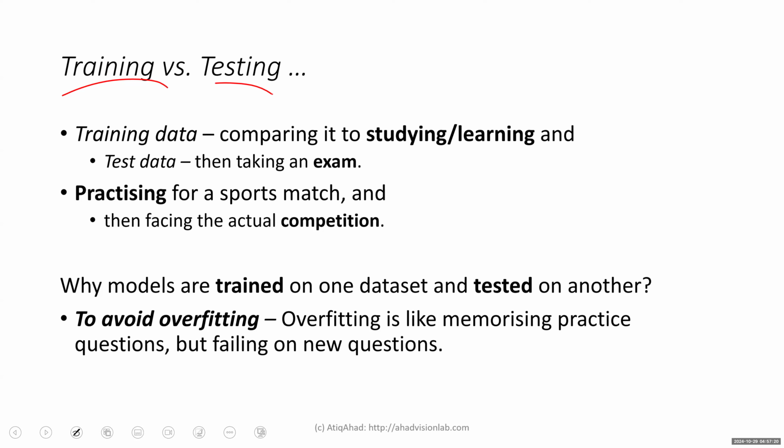So these are the three basic steps, but most importantly, train and test. Now, for an easy comparison, you can say training is studying or learning, and test data means taking the real exam. In another perspective, it is practicing for a sports match and then facing the actual competition, probably in a different environment. For example, your algorithm or model is trained, studied or practiced in a big hospital, but the testing is done on data from another hospital to see whether it can work nicely in a new environment, a new situation, and so on. Now the question may come: why are models trained on one data set and tested on another data set or hospital?